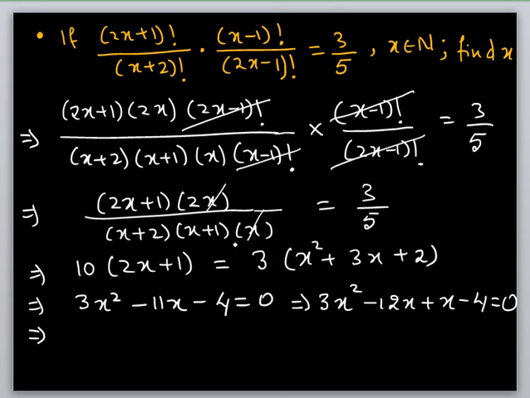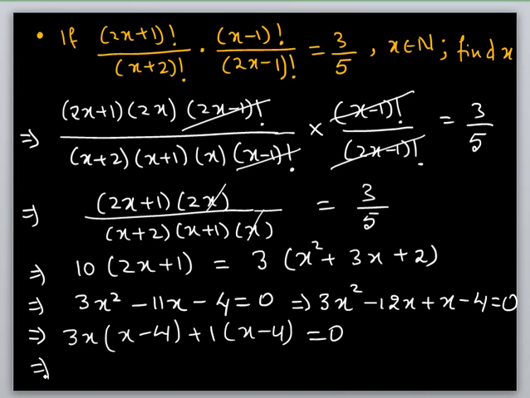In the same way, this 3 multiplies with the product of these two, which is x square plus 3x plus 2. Further simplifying both sides of the equation, we finally get a quadratic equation 3x square minus 11x minus 4. You can see it can be solved by splitting the middle term. So minus 11x can be written as minus 12x plus x. Now taking 3x common from the first two terms, we are left with x minus 4. In the later part, you can take 1 common and we are left with x minus 4 equal to 0.